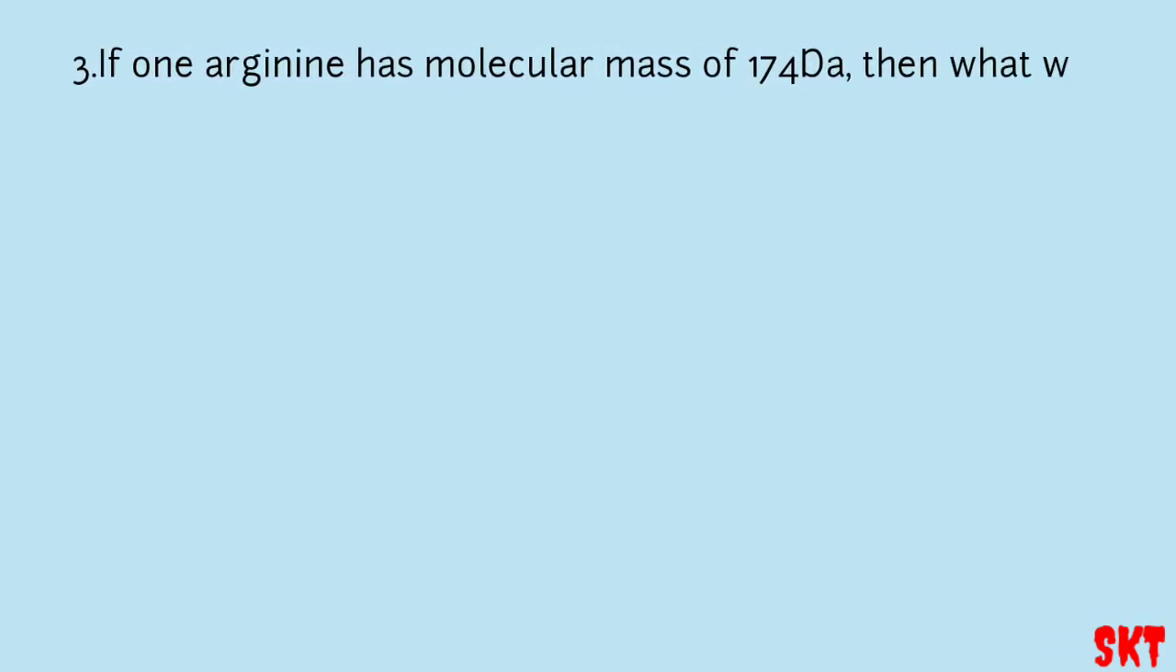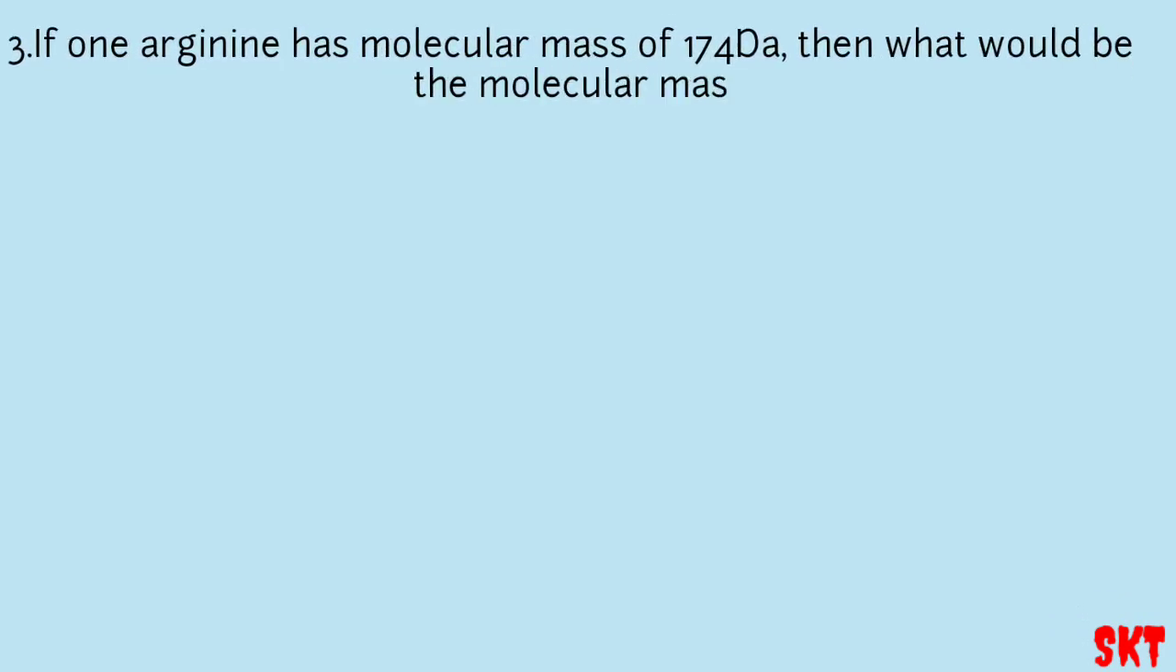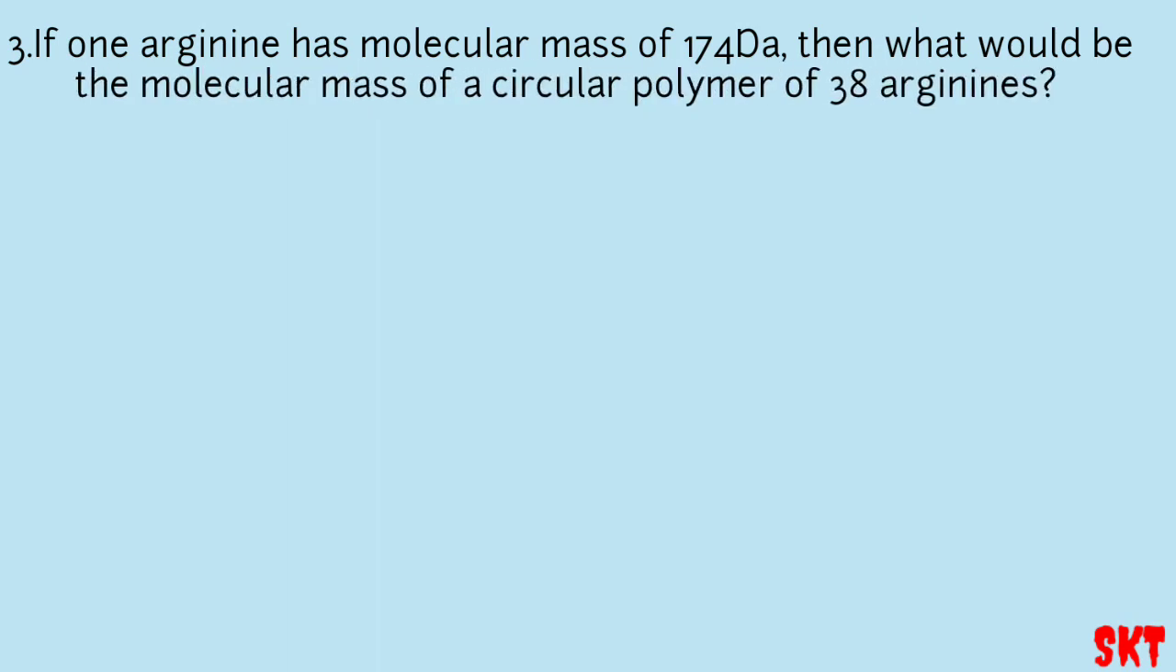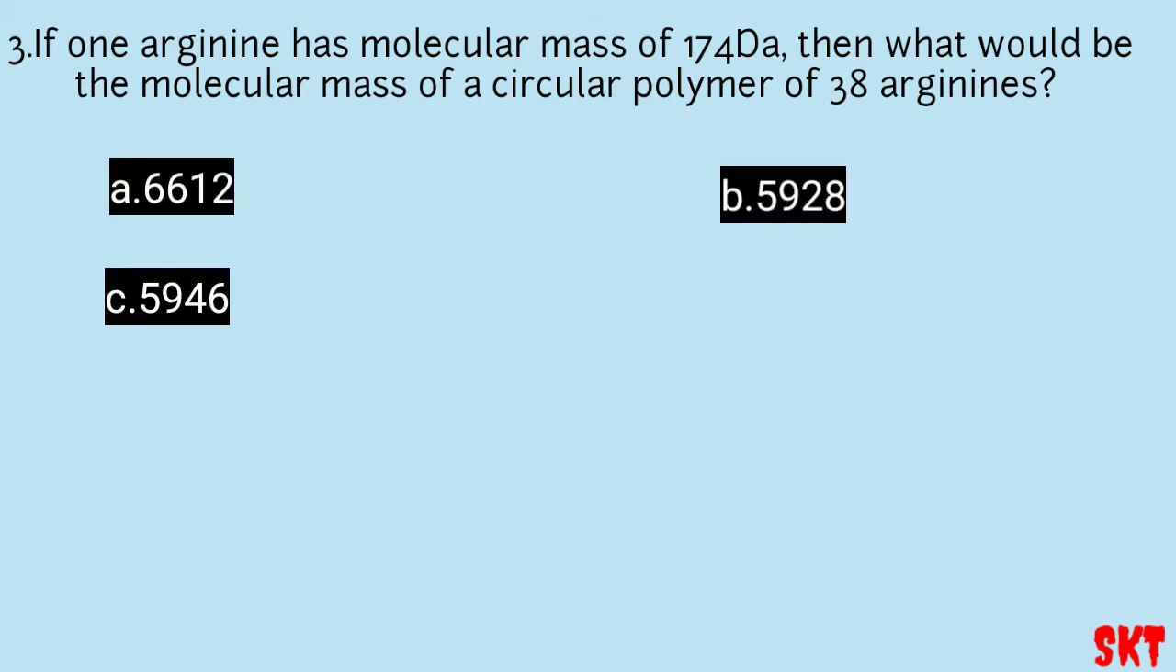Let's look at the next question. It's a bit similar type of question. If one arginine has a molecular mass of 174 daltons, then what would be the molecular mass in daltons of a circular polymer of 38 arginines? Option A 6612, option B 5928, option C 5946, option D 7278 daltons.